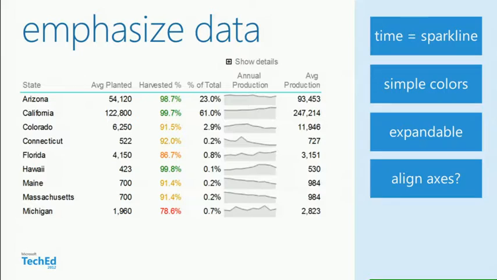Aligning axes is a really interesting decision that you have to make whenever you use data bars or sparklines in a table. So here there is a horizontal axis, which is time.